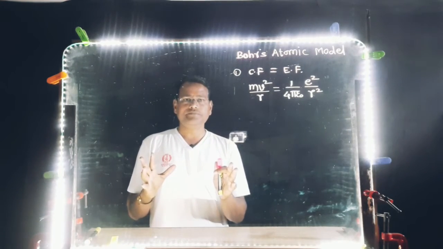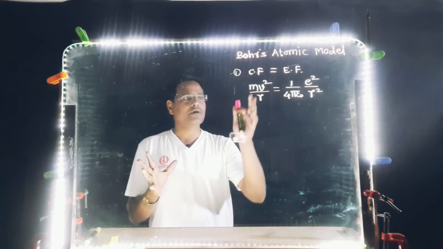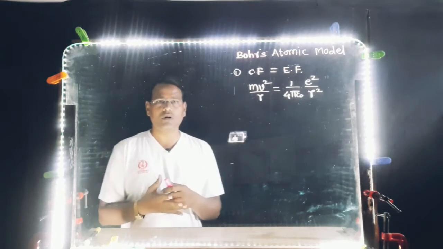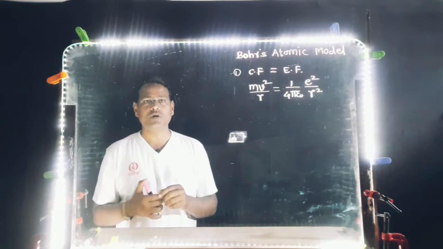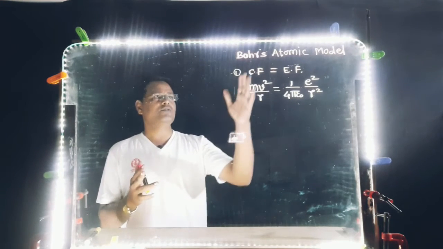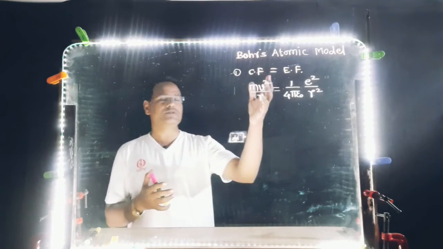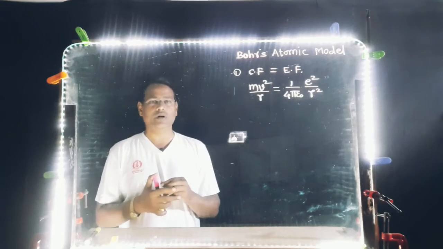Rutherford could not explain why electrons revolve around the nucleus, but for the motion of the electron, that is circular motion, what is the reason behind that was suggested by Bohr. So this was the first postulate suggested by Bohr.